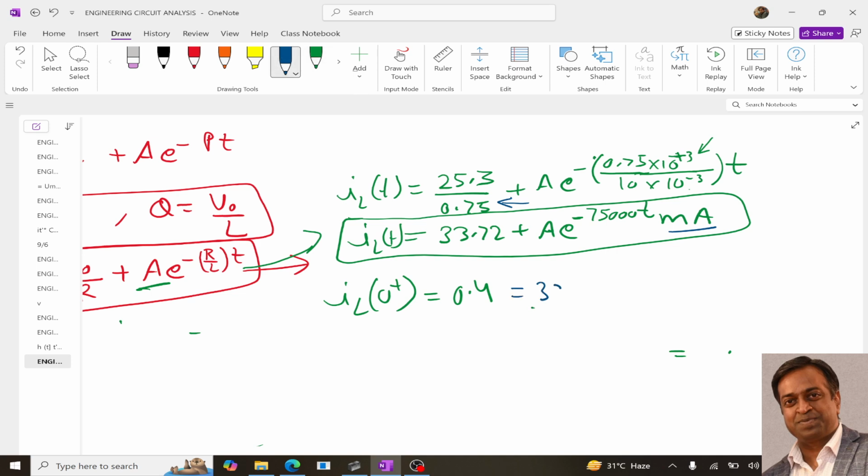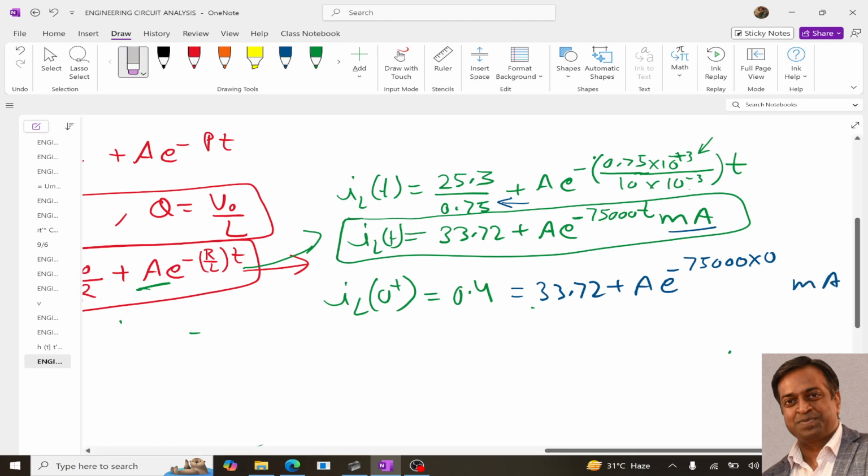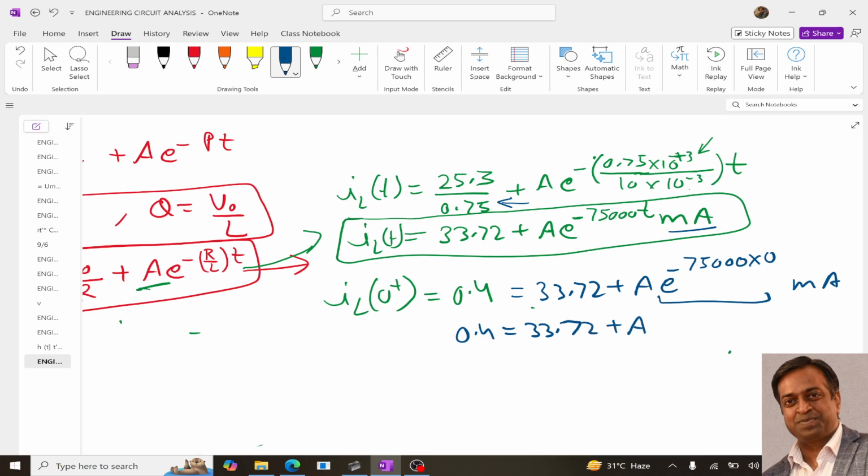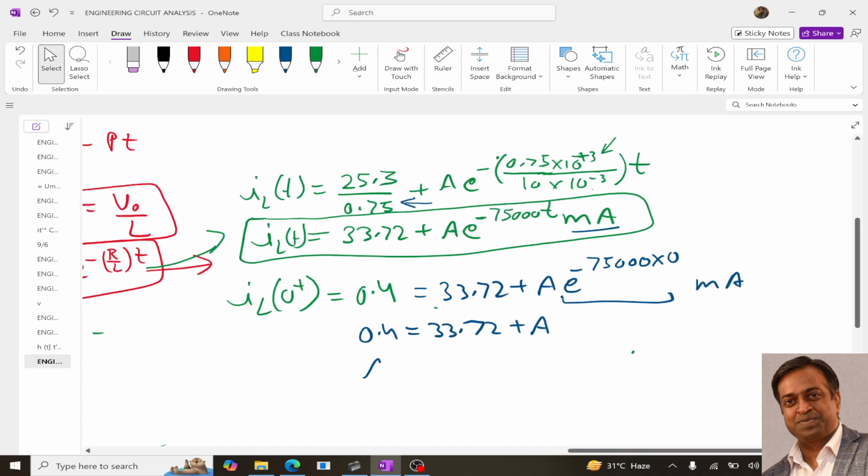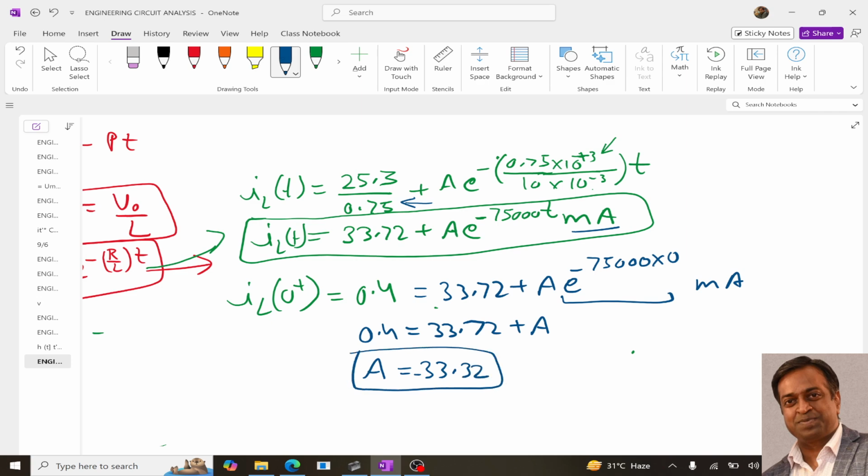Now using this condition, we will get 33.72 plus A e power minus 75000 into 0 milliampere, right? Since this expression is multiplying with 0, it will become e power 0, which means 1. So we will get 0.4 equals 33.72 plus A, and it means that A is minus 33.32.